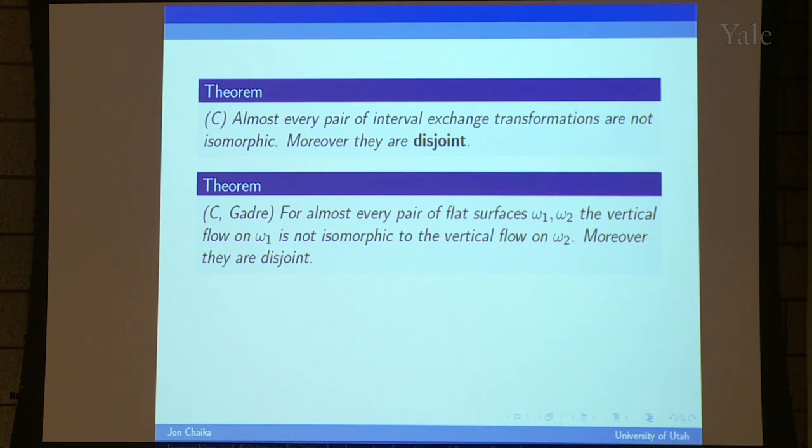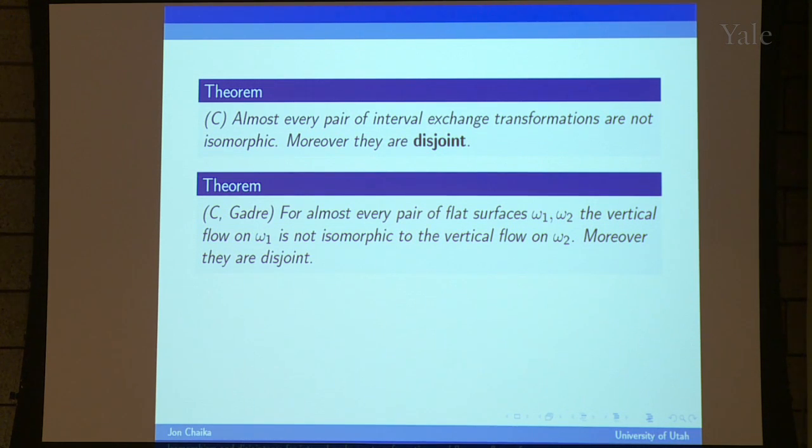So now we want to consider the isomorphism problem for interval exchange transformations. Almost every pair of interval exchange transformations are not isomorphic. Similarly to the case of Masur and Veech's theorem generalizing Weyl's theorem, this kind of generalizes the Helmholtz-von Neumann theorem, and we also lose a complete classification. But that's maybe asking a bit much. And moreover, they are disjoint, something I'll define in a moment.